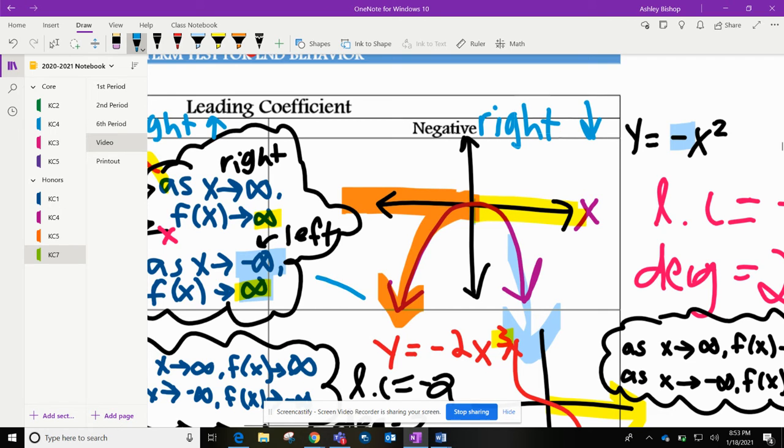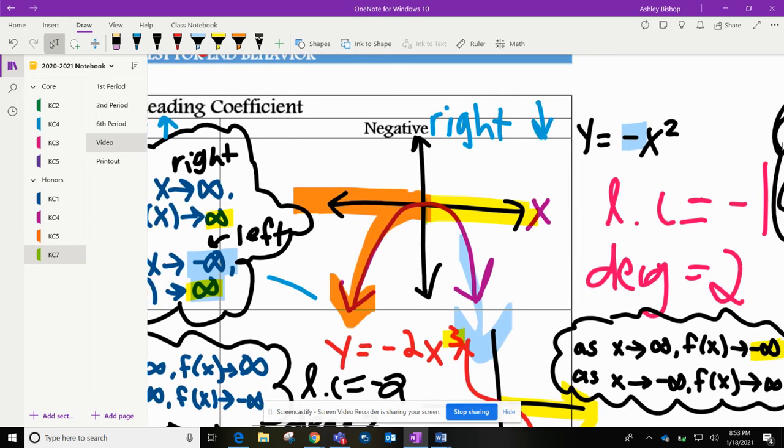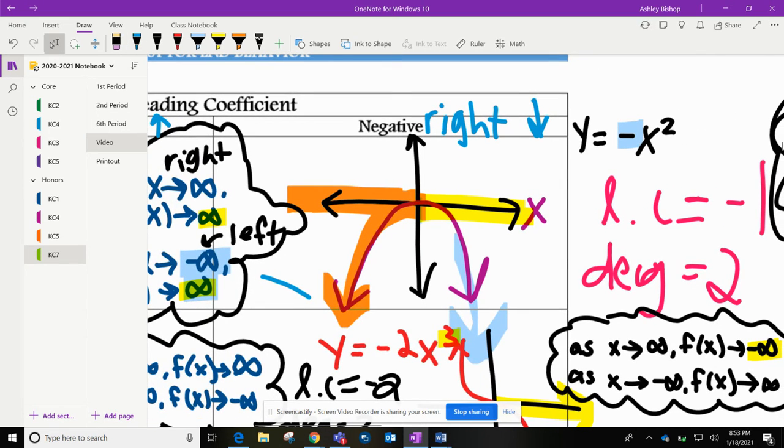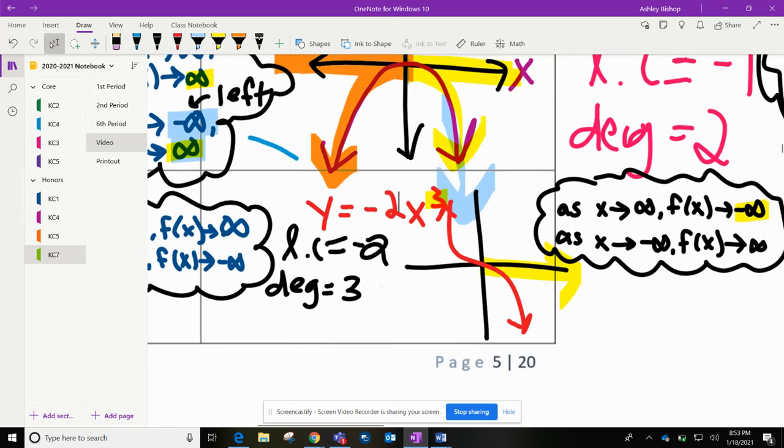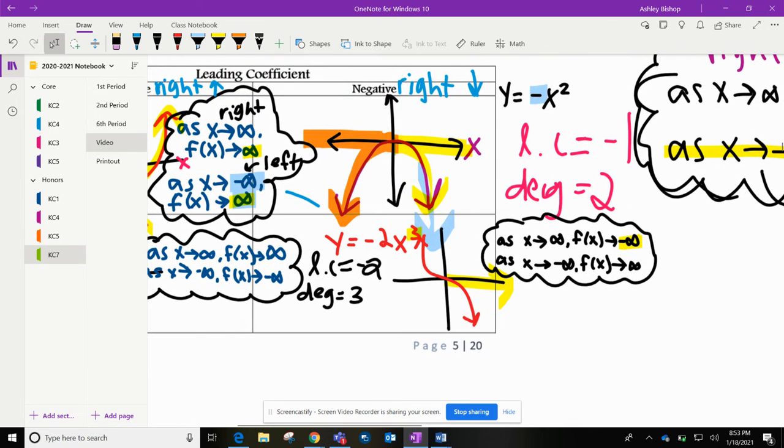So in this example over here, I have y equals negative x squared. I have a negative leading coefficient. It's negative 1. And so the right side of my graph does in fact go down. And same thing down here. I have a negative leading coefficient down here, and the right side of my graph does go down. So if you can remember that, we're good.